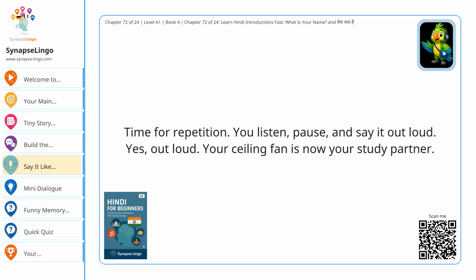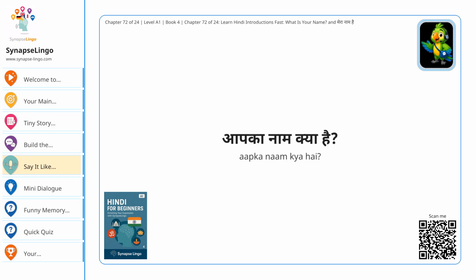Time for repetition. You listen, pause, and say it out loud. Yes, out loud. Your ceiling fan is now your study partner. Ask politely. आपका नाम क्या है? Again. आपका नाम क्या है? Now answer. मेरा नाम सैम है. Again with your own name. मेरा नाम है. Now the friendly closer. आपसे मिलकर खुशी हुई. One more time. आपसे मिलकर खुशी हुई.